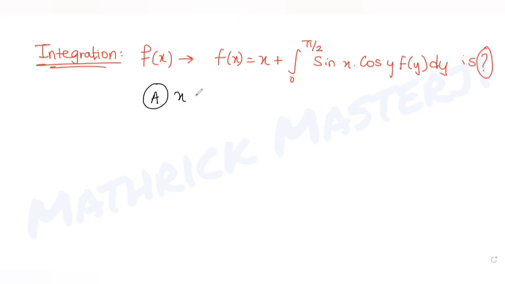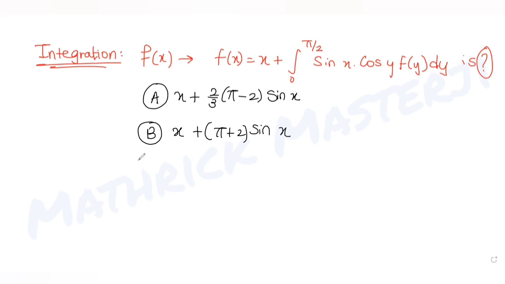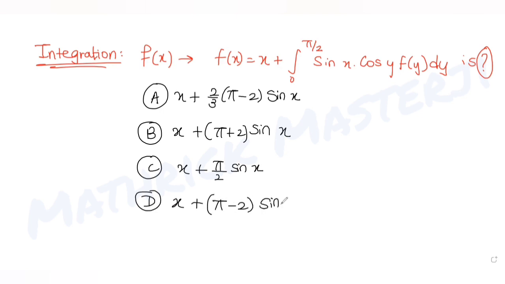The answer choices given to us here are: x plus 2 over 3 pi minus 2 sine x. The second answer choice is x plus pi plus 2 sine x. The third answer choice is x plus pi over 2 sine x. And the fourth answer choice is x plus pi minus 2 sine x. So we need to figure out which one of the answer choices is the correct answer for the question that is given to us. Let's see this question further.